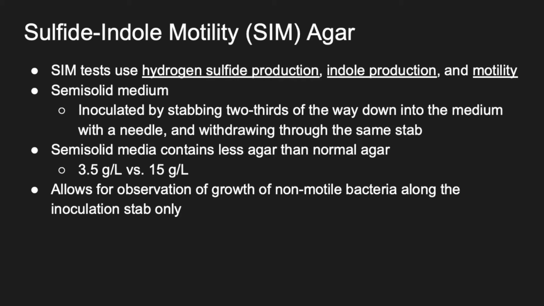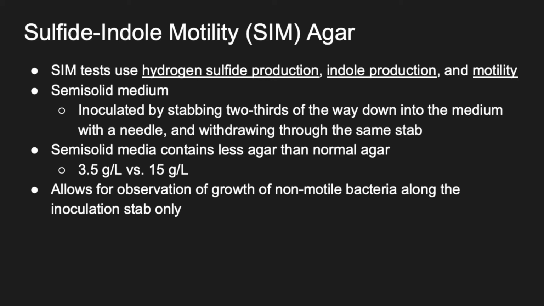Because this is a semi-solid agar, it allows us to observe the growth of non-motile bacteria along the inoculation stab only. So if we see bacteria start to grow along where we stabbed the media, that means that the bacteria is non-motile. It did not move at all. It just grew where it was inoculated.